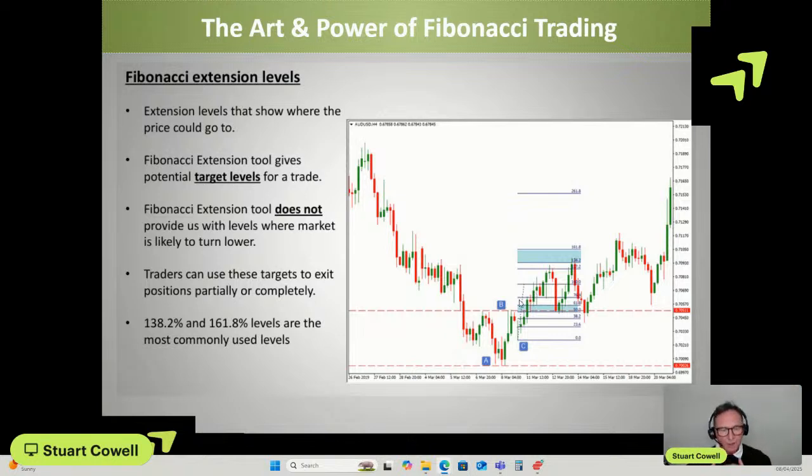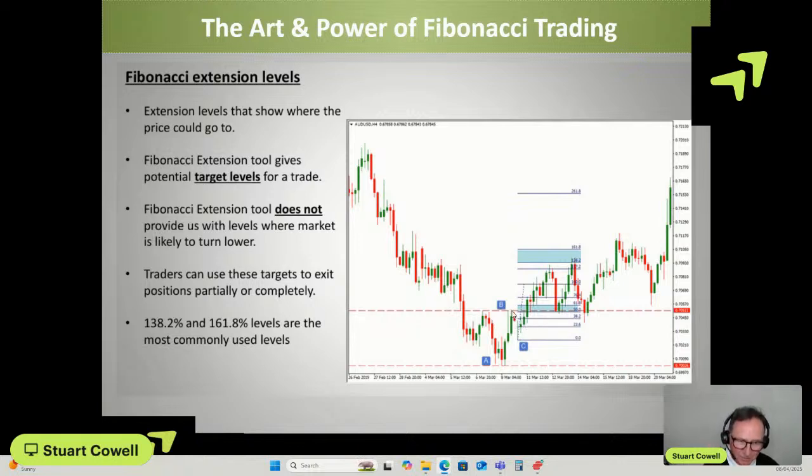So we get a fib level, A to 1 to 2, or A to B, as we show on the initial leg, and then we need a retracement to C, and then we put our extension tool on from C. So we get A, B, C. So we start our extension tool there, and you can see on this particular example here, it's a short-winded one. I would argue that was still in motion.